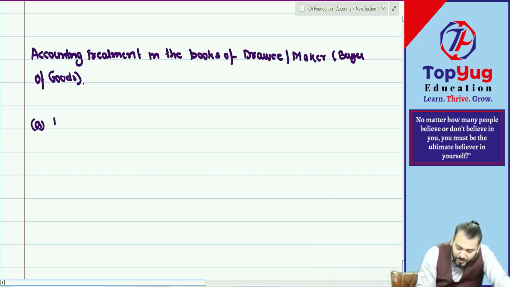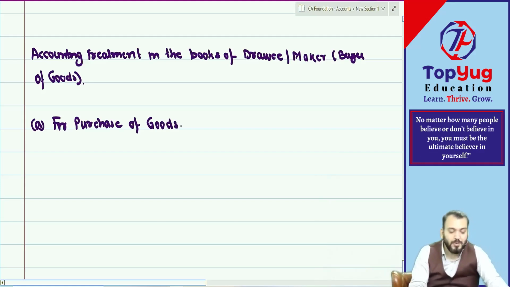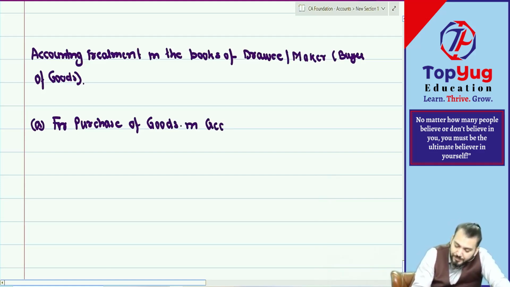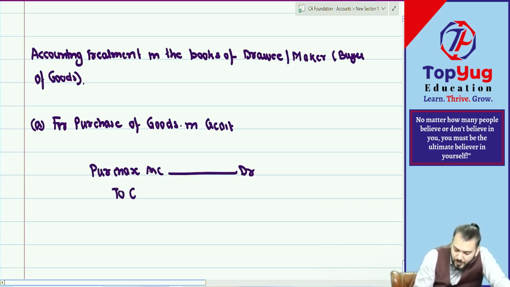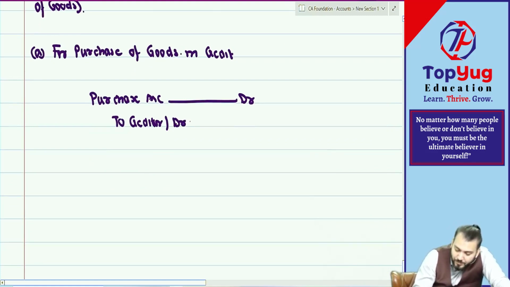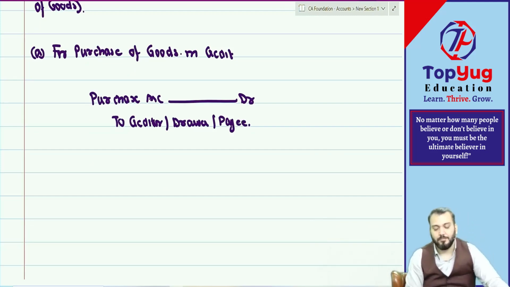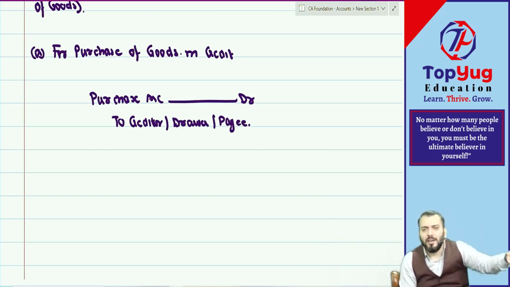So the first journal entry what? For purchase of goods. Purchase of goods on credit. What journal entry? Purchase account debit to what? To creditor. But in this chapter, this creditor will be what? Drawer or what? Payee. Bolo yes or no? In this chapter, the creditor will be drawer or payee. This Ram. Drawer in case of bill. Payee in case of promissory note. Correct.